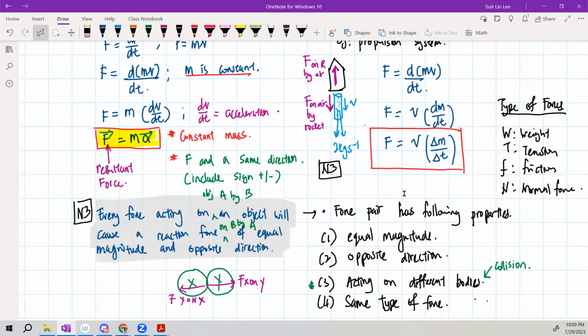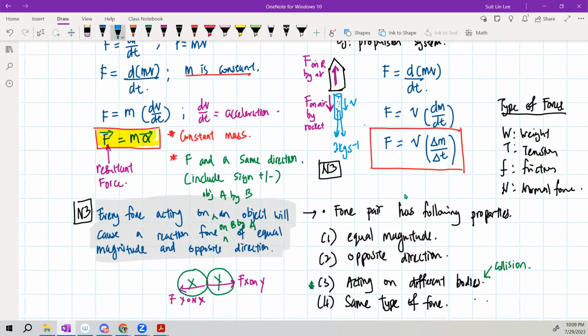And then they can give you a very long statement. Like the whole question is like 10 sentences. So you slowly read lah. Okay. Identify them using these 4 properties. I think 1 and 2, no problem. It is the 3 and 4 that sometimes got problem, because equal magnitude and opposite direction can be equilibrium, okay?